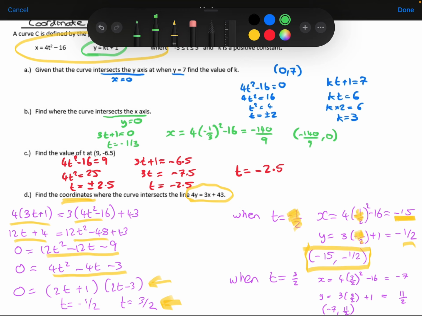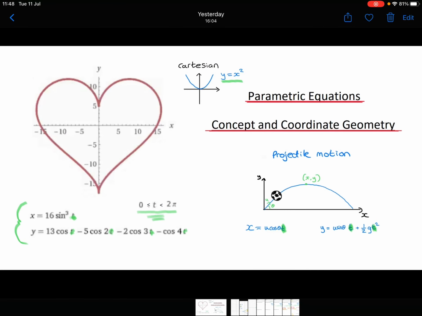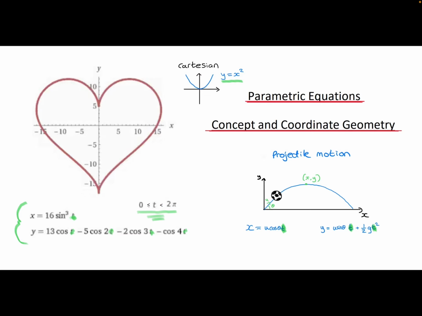And then I just did exactly the same thing with the other value of t where the curve intersects the line, and found the x-coordinate is minus 7 and the y-coordinate is 11/2. So this is the other coordinates where the line intersects the curve. So that is parametric equations, their concept, why we use them, and an example of some coordinate geometry.